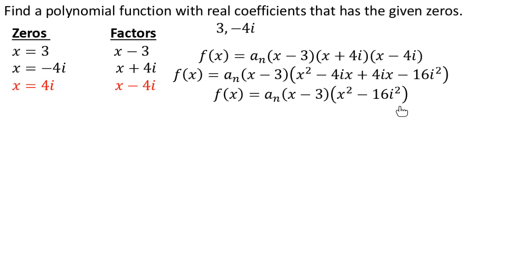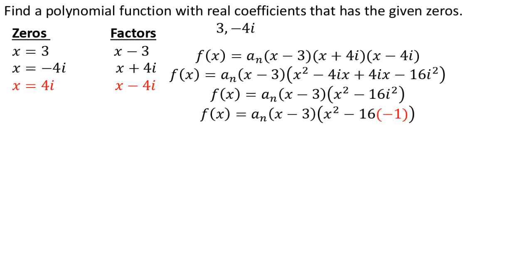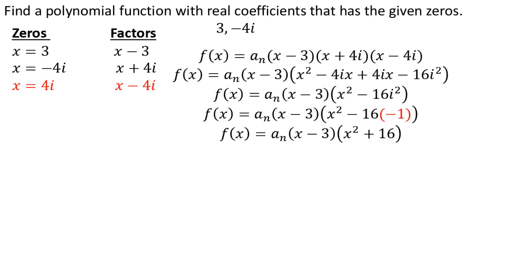I know that i squared is a negative 1. Okay, so I'm going to replace that with a negative 1. So negative 16 times a negative 1 is a positive 16. So then I have this polynomial, a sub n times x minus 3 times x squared plus 16. I'm going to go ahead and do FOIL again. I'm going to multiply this term by these two terms and negative 3 by these two terms. So when I do that, okay, I get x cubed plus 16x minus 3x squared minus 48.